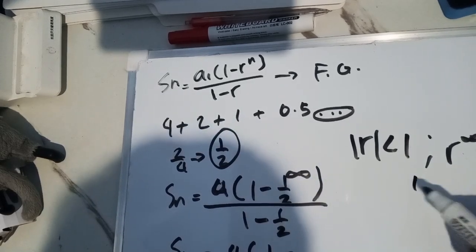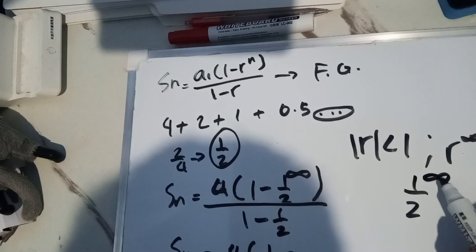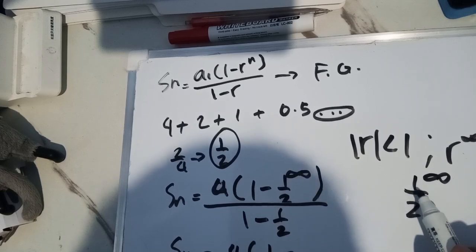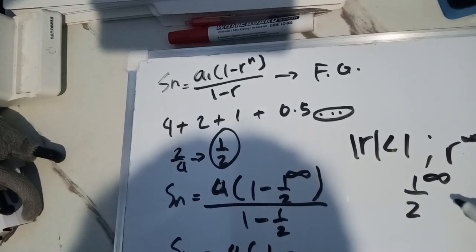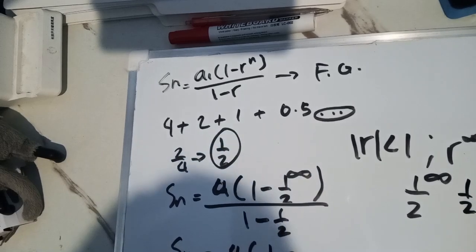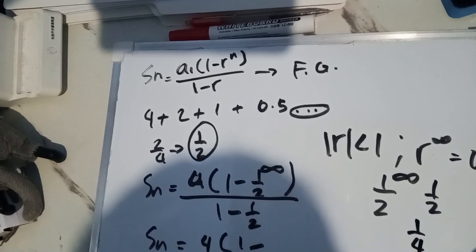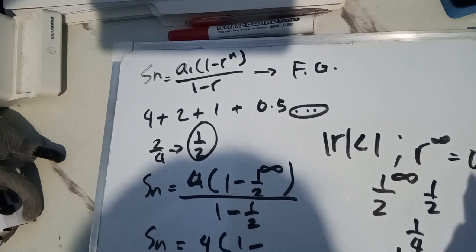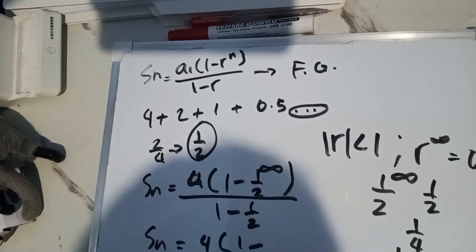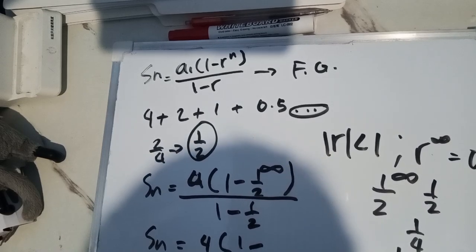Okay. So for example, we have 1 half raised to infinity. If we raise it to the power of 1, we will get 1 half. If we raise it to the power of 2, we will get 1/4. If 3, we will get 1 over 8, and so on and so forth. It goes lower and lower until it becomes 0 as the exponent goes to infinity. This is the same for all fractions that are less than 1.